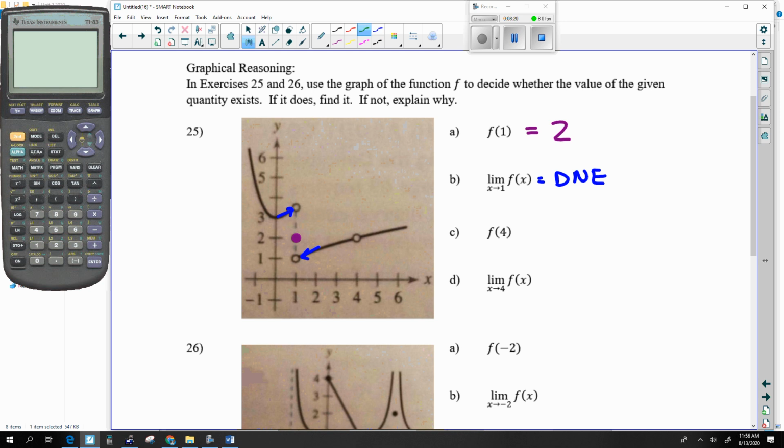All right, f of 4. So again, look at 4. Is there an actual dot anywhere on 4? No, there's no actual dot anywhere on 4. So this actually does not exist. It is not defined at 4. The next question is asking, what is the limit as we get close to 4? Well, the left-hand side says this, the right-hand side says that. Notice how they do point to the same thing, and so that would be equal to 2.